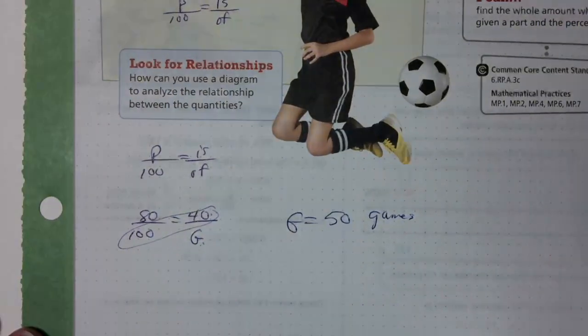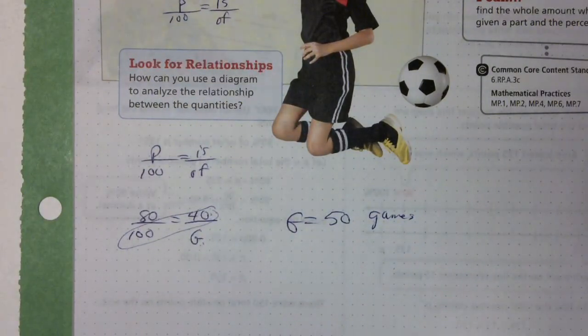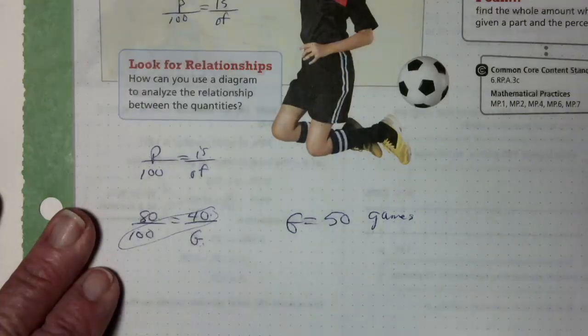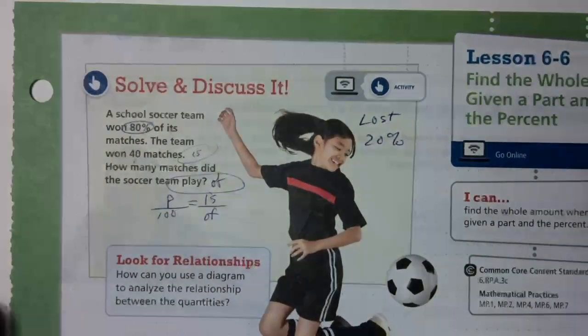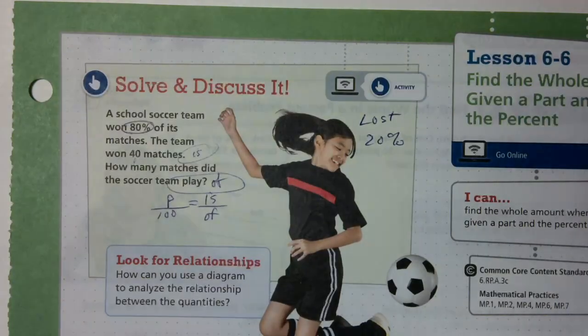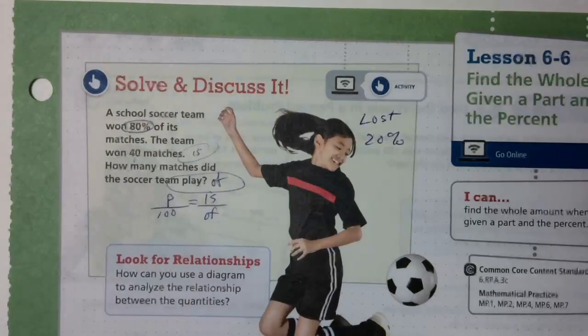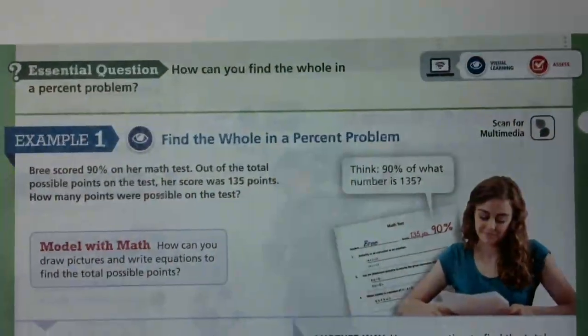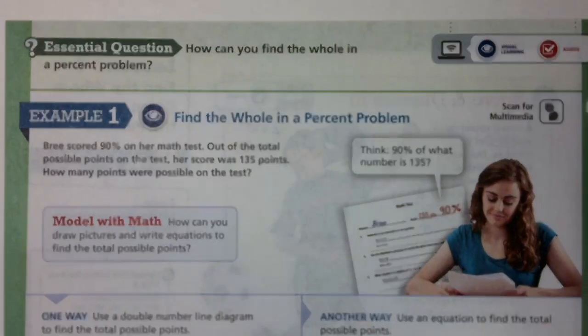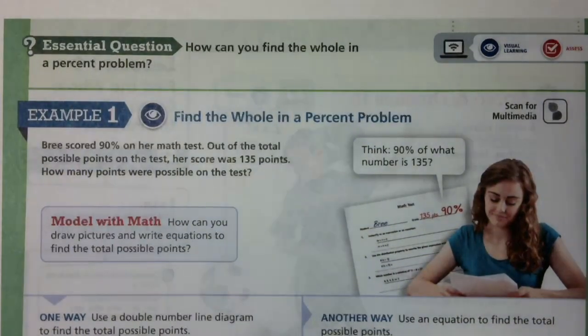Okay, P over 100 equals is over of. Now, the point I was trying to make is that when we read, sometimes there's not a specific word is in there, but you've got to remember is a part, and there wasn't a specific of in there. Of is always a total. Okay, turn the paper over. Example 1. How can you find the whole? We found a whole a while ago, didn't we? Whole number of games.